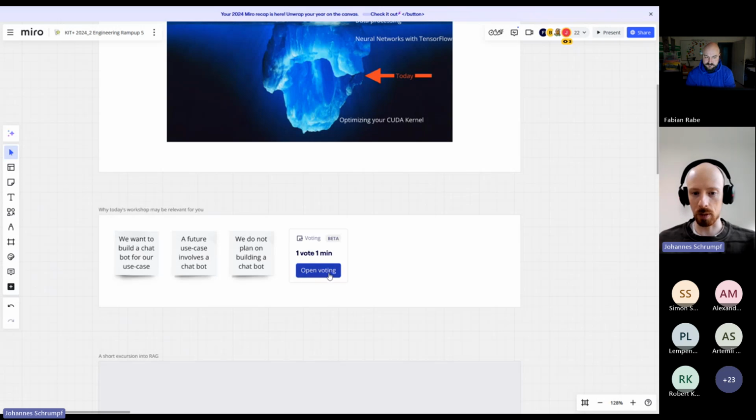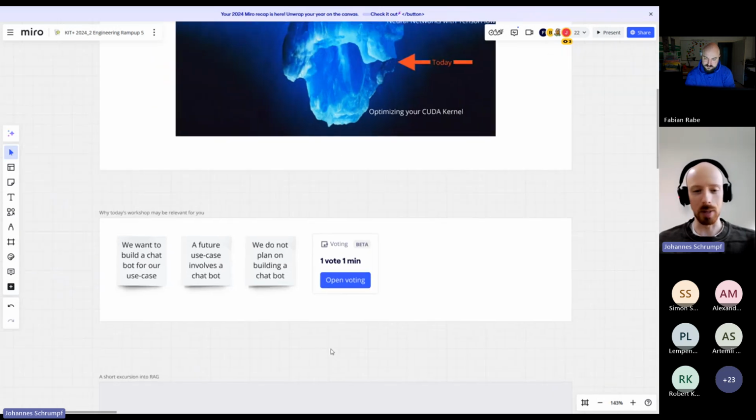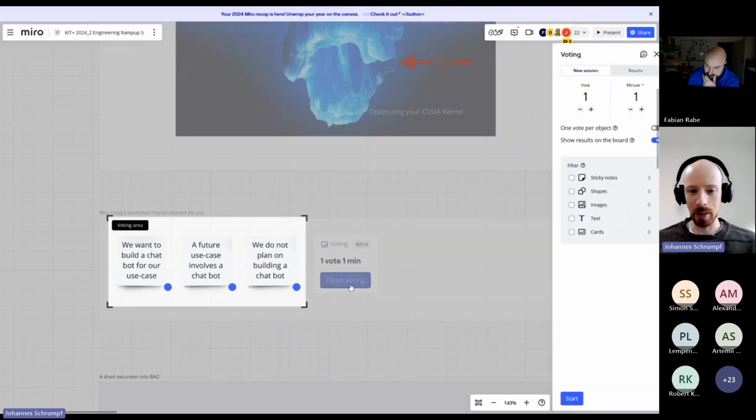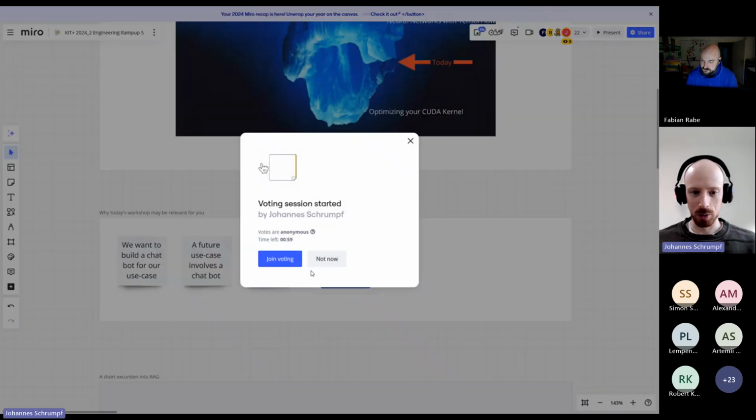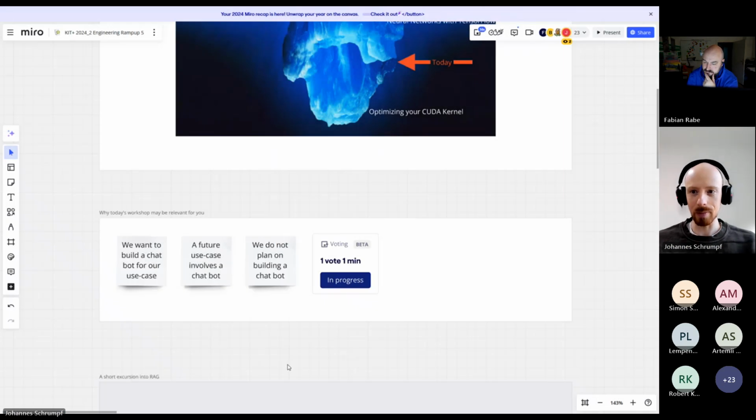And I will just open the voting here, and you have 1 vote to click on one of those 3 sticky notes, where you can basically give me a short feedback whether or not you want to build a chatbot in your use case. The one on the left is we want to build a chatbot, and the one on the right is we do not plan to build a chatbot, and the one in the middle is we do not plan to build it right now, but maybe in the future this is a use case that we want to build. All right, I will open the voting, and you can choose one. You have 50 seconds for that.